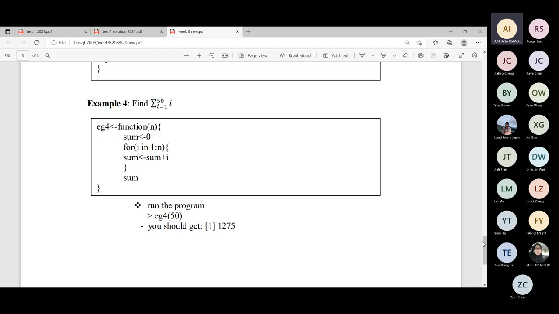Apart from for, there's also the while loop. While loop means that if something is happening, you can just go with your while loop. Okay, so this is a very short introduction.